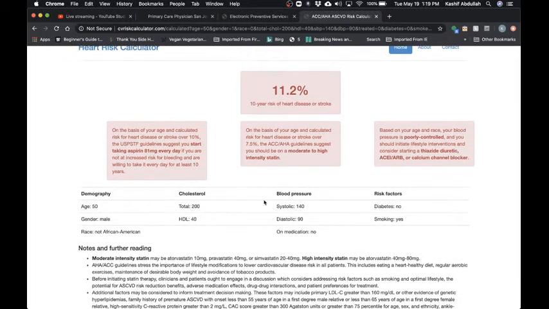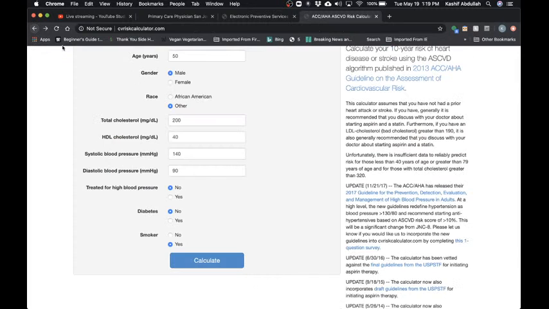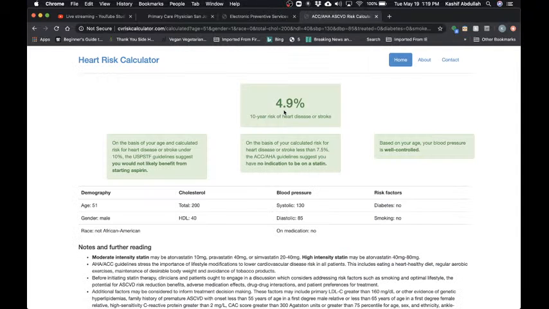But if we ask this person to lower their blood pressure, let's say about 130 over 85, right? And now they're 51 years of age, and we tell them they don't smoke anymore. If we check to see how much it dropped, it dropped from 11.3 or something to 4.9.